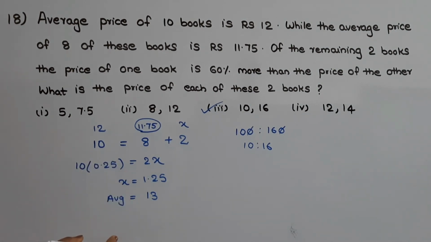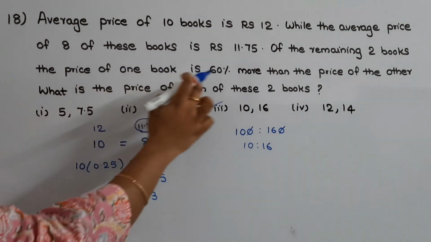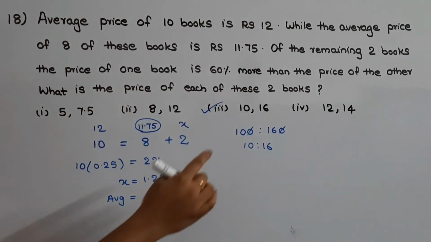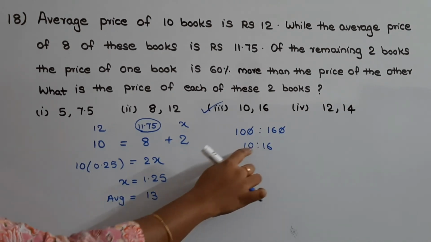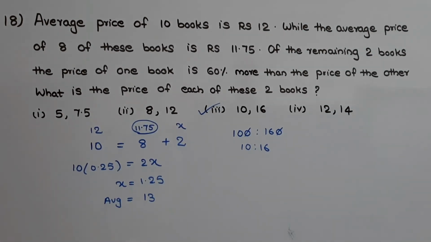In this question actually there is no need of doing all these steps. Just by this sentence itself we can find out the answer, because we are getting the ratio as 10:16 only in option 3. So here finishes this part of average.